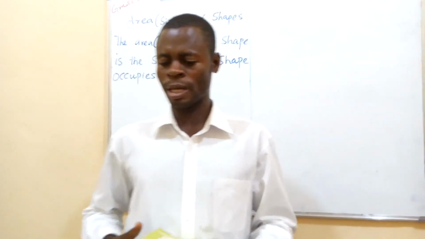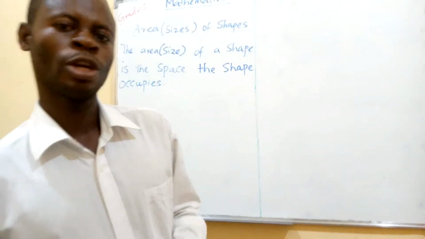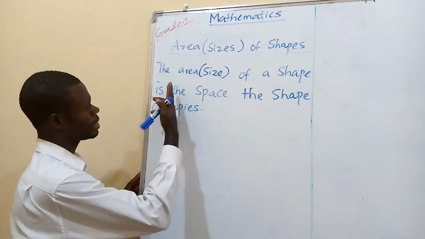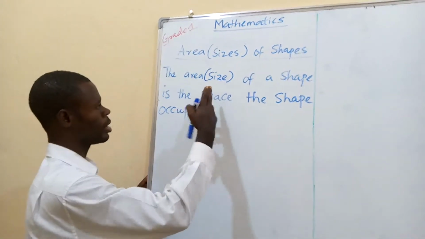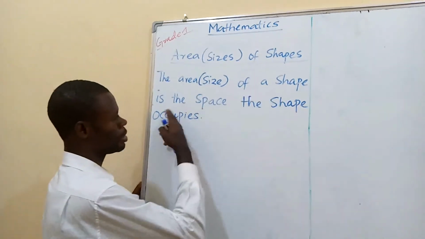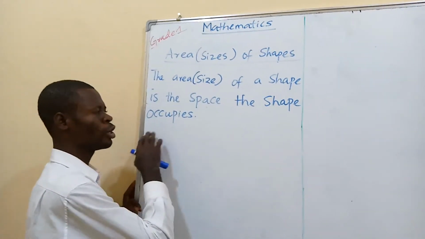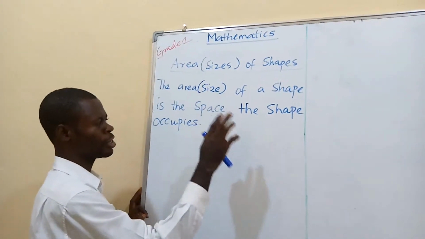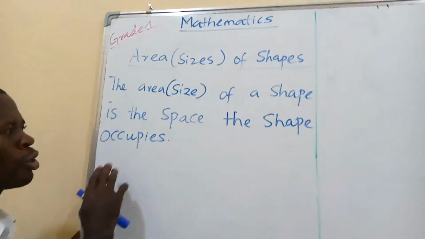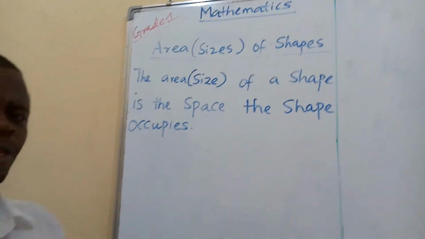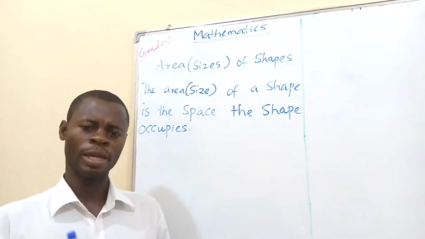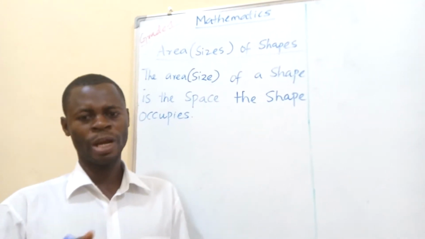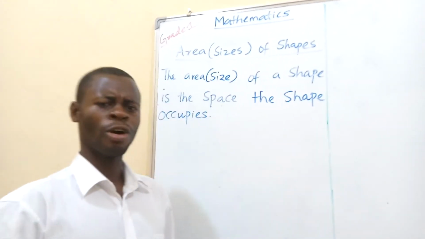Alright, today we'll be looking at area of shapes. Like I said earlier, the area or size of a shape is the space the shape occupies. Yes, I believe you've been hearing of the word area. What is area? Alright, today we are going to look at area of shapes.